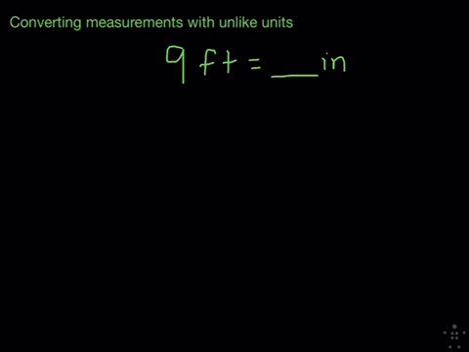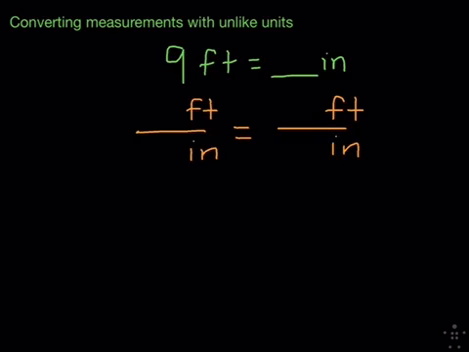So the first thing we're going to do is set up two proportional fractions. On the left side, we have to find the relationship between feet and inches. So I'm going to write my label, feet over inches, and I'm going to do the same thing on the right side, feet over inches.